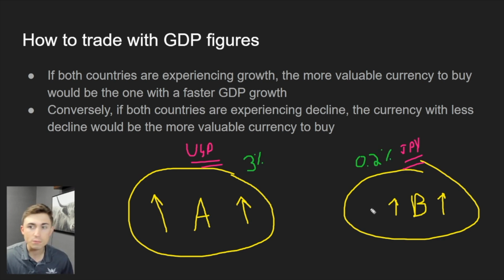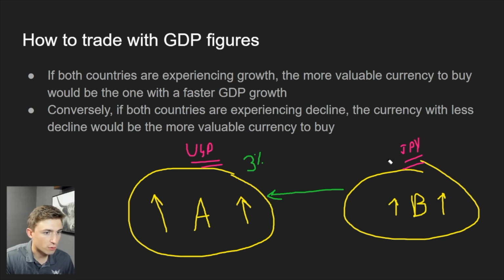Now, the equation becomes a little bit easier. This one's growing, but it's growing slow. This one's growing and it's growing much quicker. Still looking to sell this one, buy this one, right? That's the idea behind the two different currencies and how we evaluate them with respect to GDP. And conversely, let's say that this were to be the case where we see actually negative decline for both. How do we trade that?